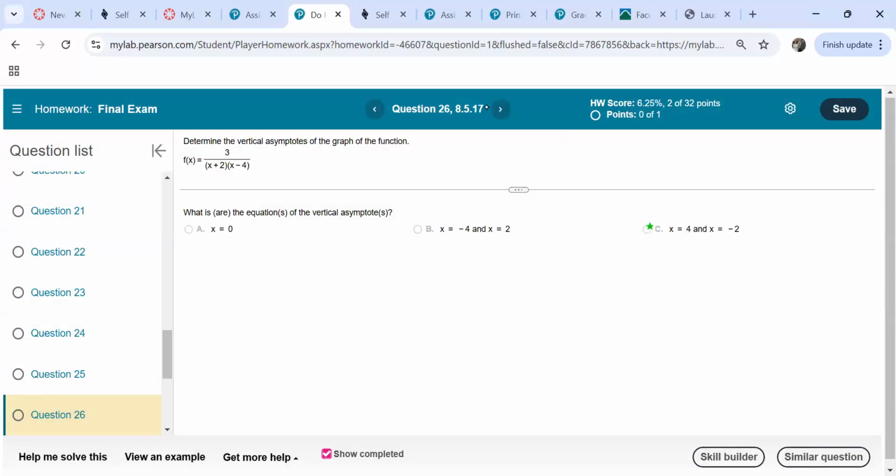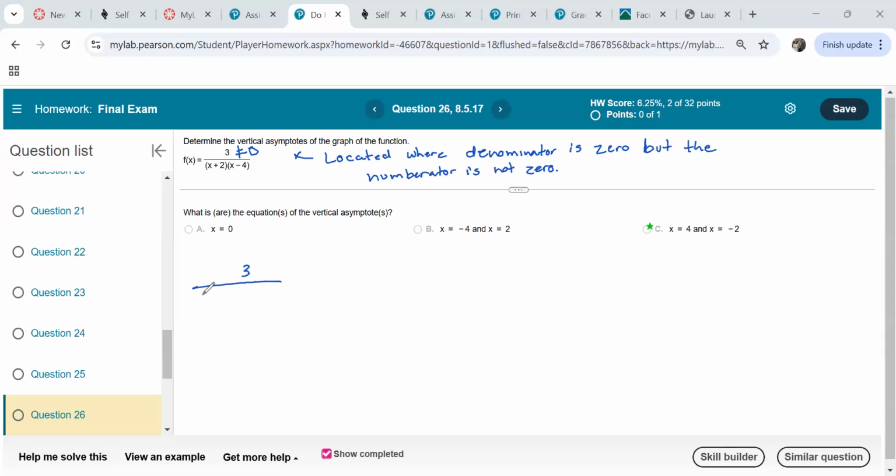So vertical asymptotes, these are located where the denominator is 0, but the numerator is not 0. So we don't really have to worry about the numerator, because if my numerator is 3, it's never going to be 0. So really the only thing I have to worry about is the bottom.